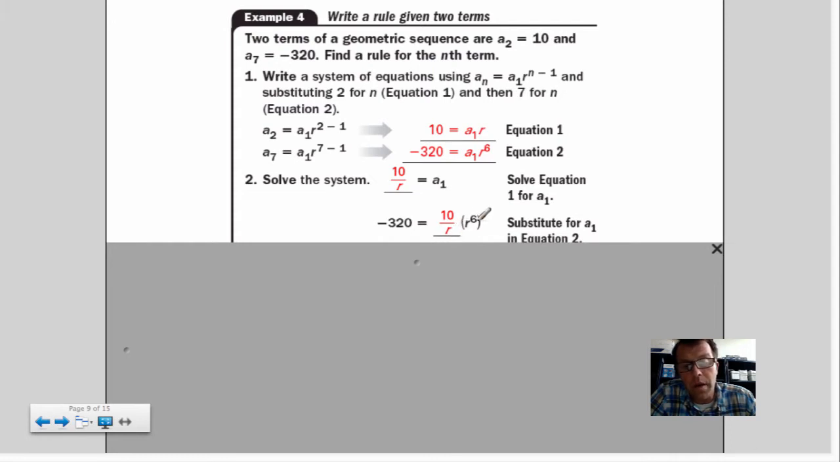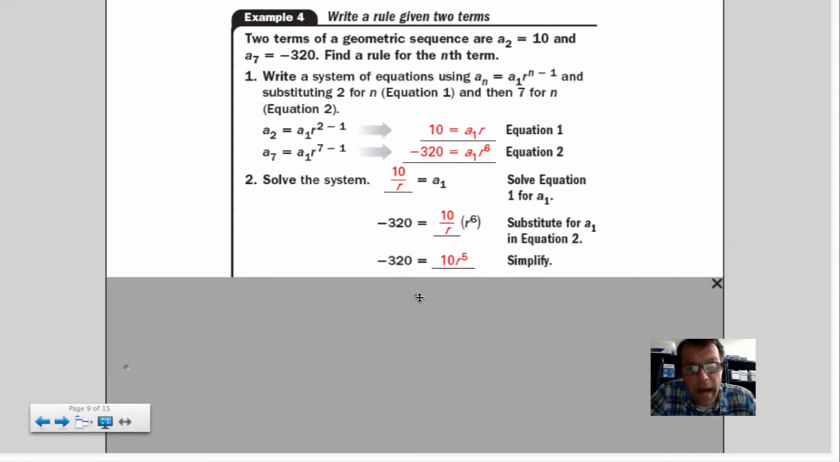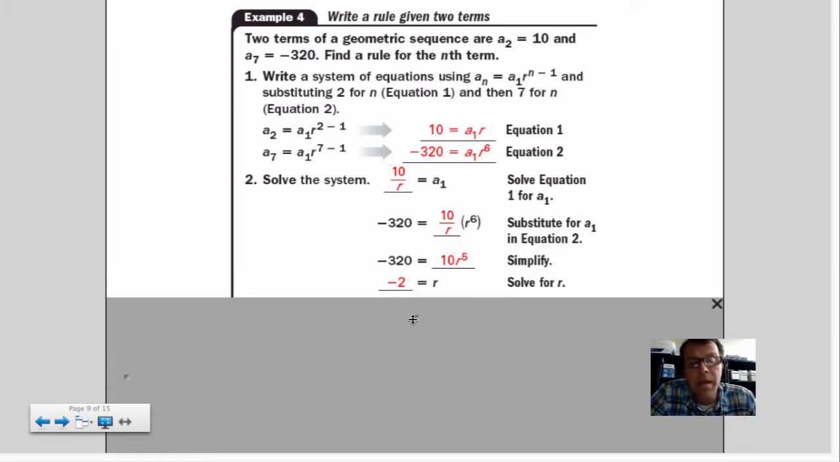R to the 1, R to the 6 cancels and reduces to R to the 5. Divide by 10. There's your R value. How will you figure out A? Hey, plug it right in here, right? That's the one I would pick of the equations. Keep your life a little easier.